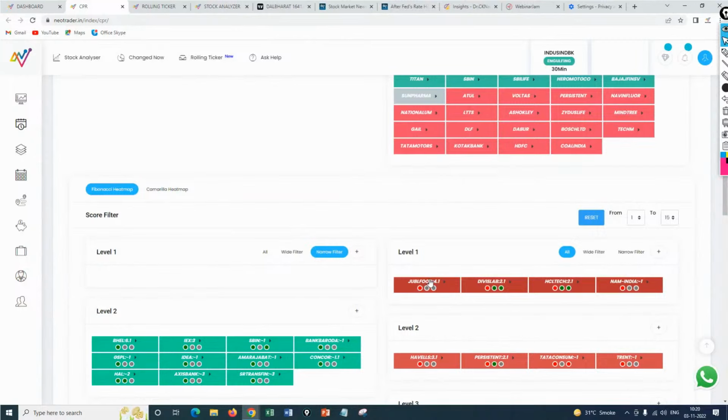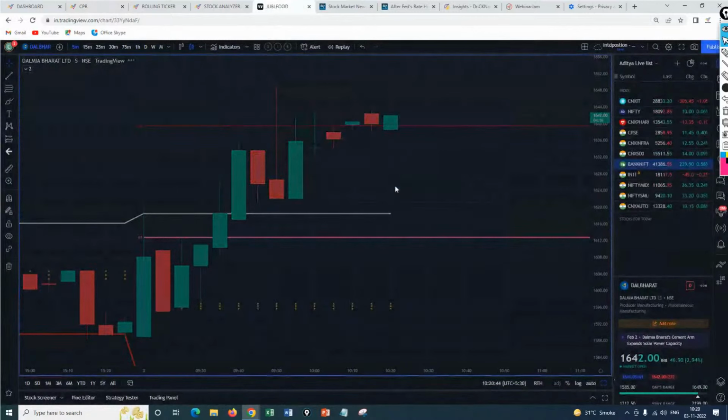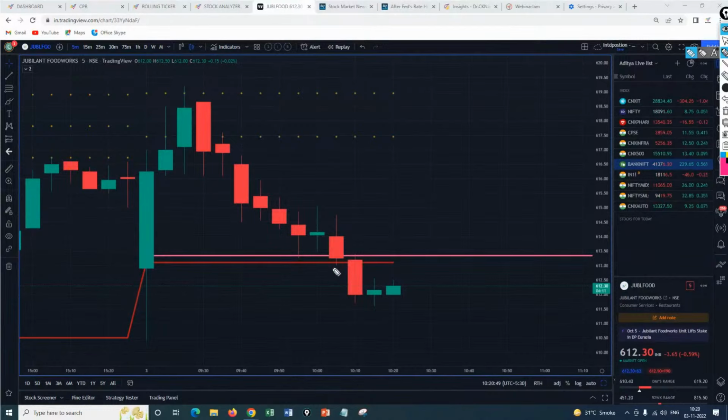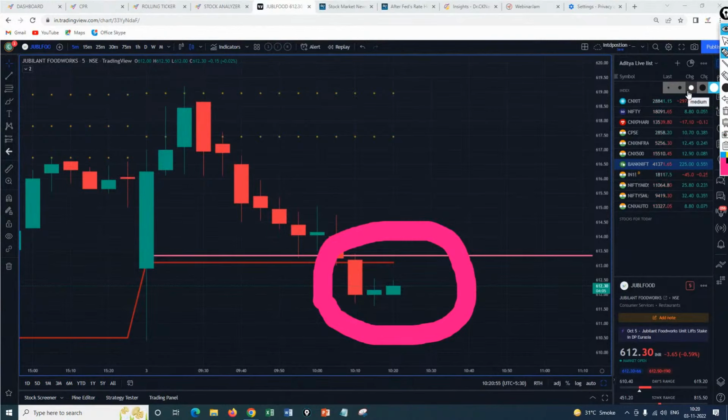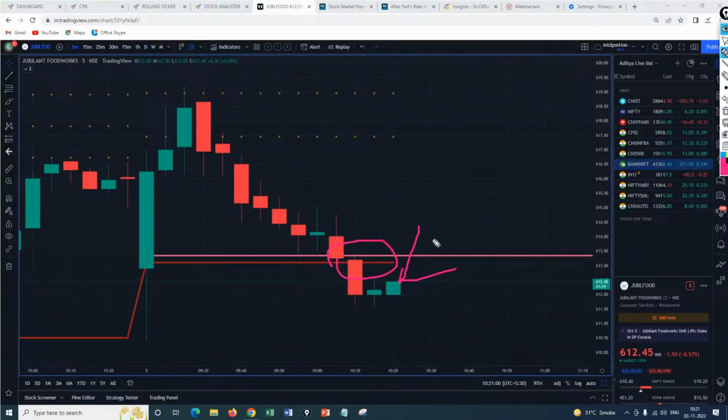If I keep this change now button on, I can see nothing new has come in bullish. But I find that Jubilant Food has come here in bearish. So if I write Jubilant Food, with change now on, this is the most recent one, and I can see that just now the stock Jubilant Food seems to have given a level one on CPR.